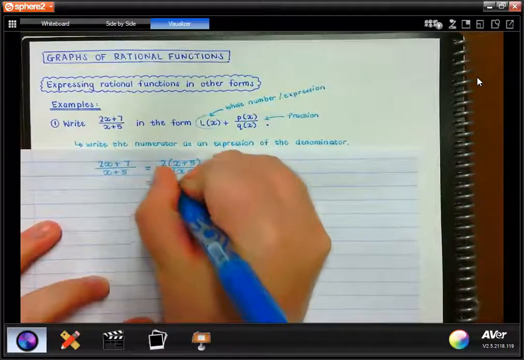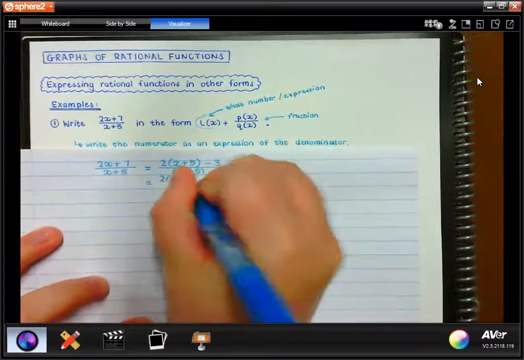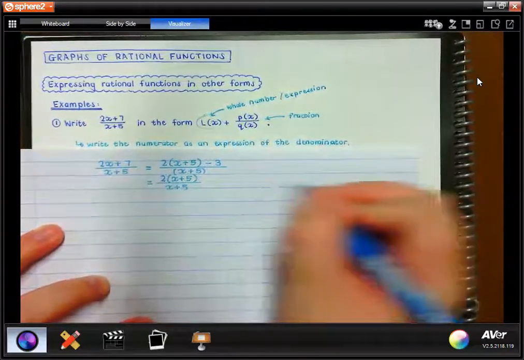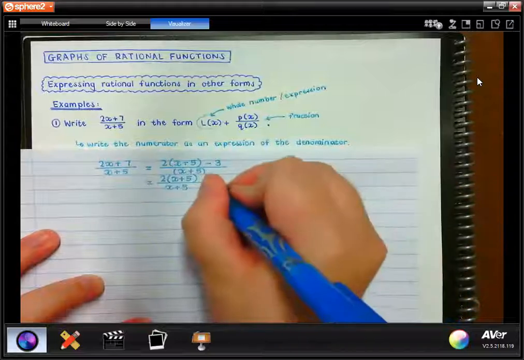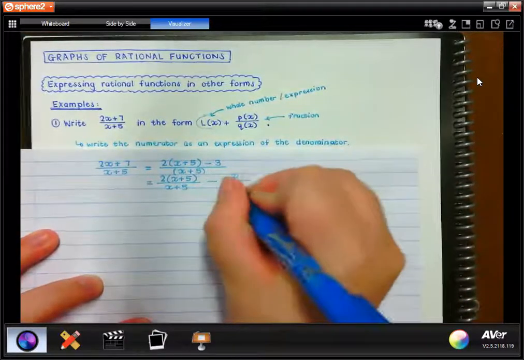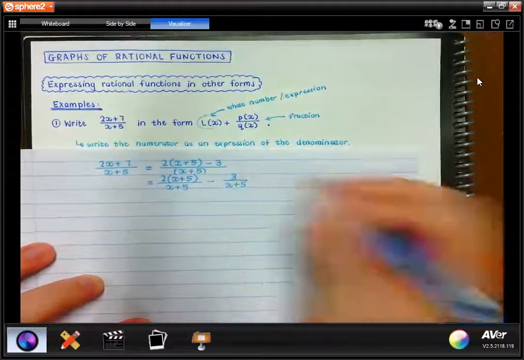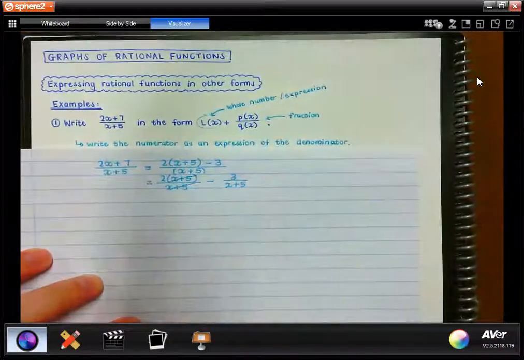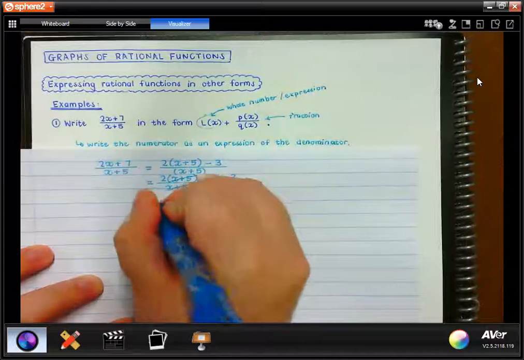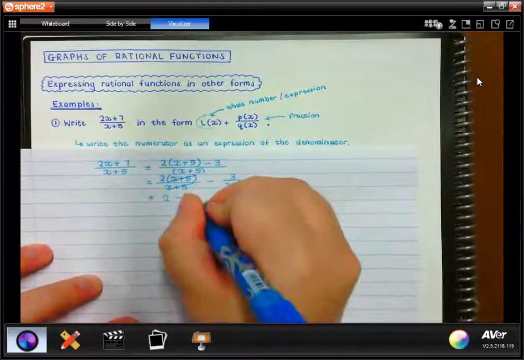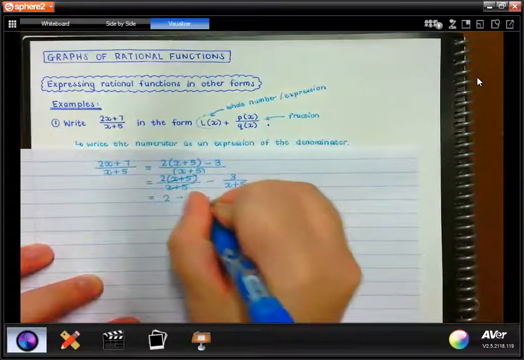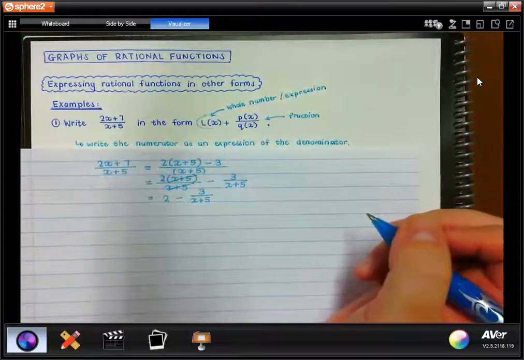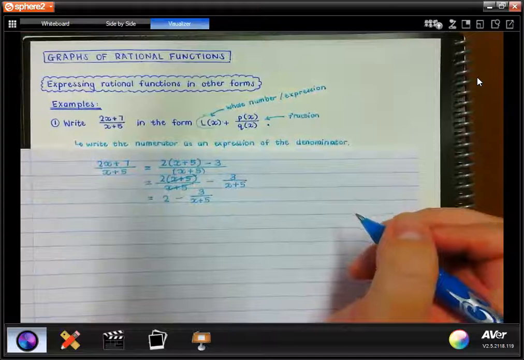We're going to say that we have that first term, which is 2 times x plus 5 over x plus 5. You can put the brackets there again, or you don't have to. It doesn't matter really. And then minus 3 over x plus 5. See, and what happens now is we can cancel out those x plus 5s, and I'm left with 2 minus 3 over x plus 5. Okay, does that make sense, guys?